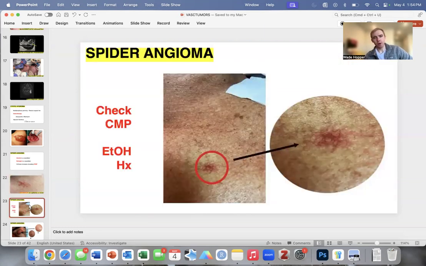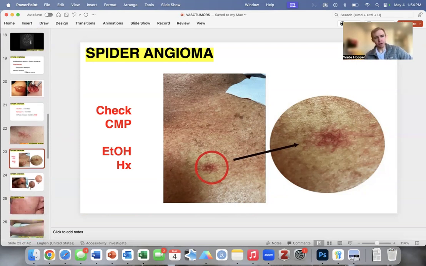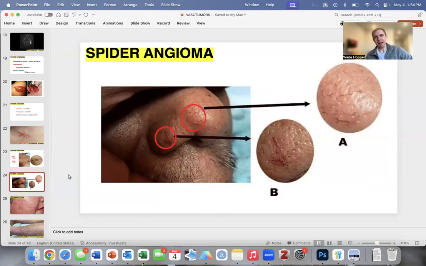Here's another example of one on the chest. Again, as you can see, it's just one of them right there. It's rare for people to have polka dot spider angiomas. It's usually just one or two. And if you do suspect some underlying liver disease, you check a complete metabolic panel, and make sure you take a good drinking history. But this is the sort of question where usually they're just asking you to make a visual diagnosis. Here's another couple on the nose.